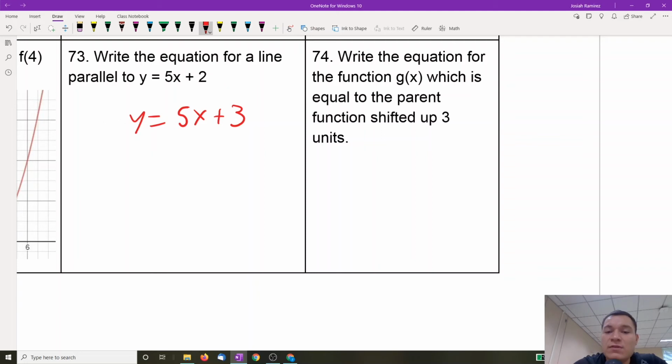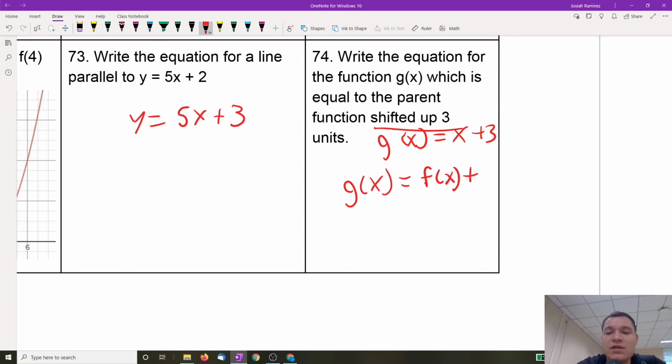G of x, which is equal to the parent function. The parent function is f of x equals x, and then we want to shift up. So all we're going to do is do a plus 3. After you add that plus 3, then you're not doing f of x anymore. Now you're doing g of x. G of x is equal to f of x plus 3. But f of x is the same thing as x, so we're just going to do x plus 3, which is what I wrote the first time.